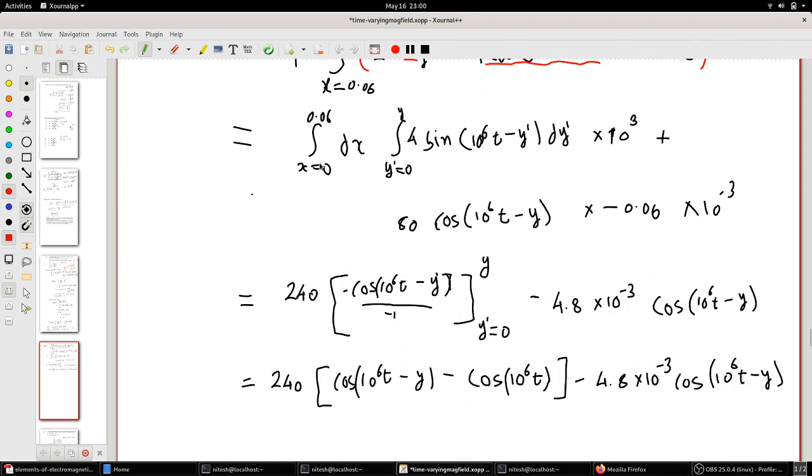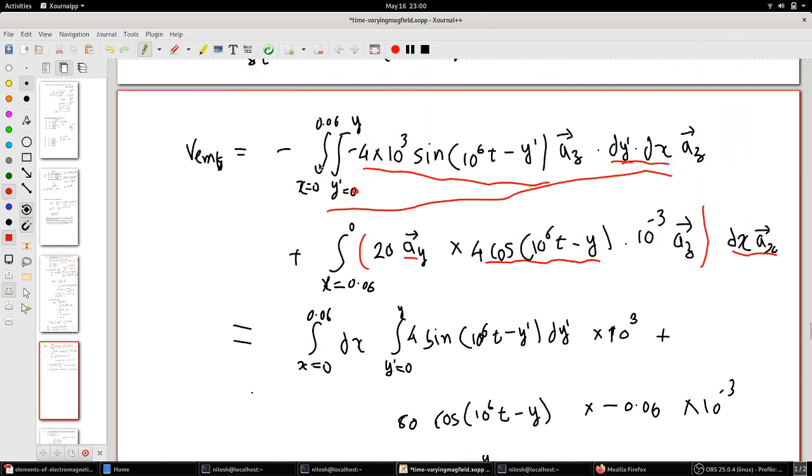So the first integral here is x equal to 0 to 0.06 dx, okay? I have taken out dx here, and the inner integral will be dy prime, with y prime equal to 0 to y. Okay, instead of some value it's a variable y. So I'll get 4 sine of 10 raised to 6t minus y prime, dy prime.